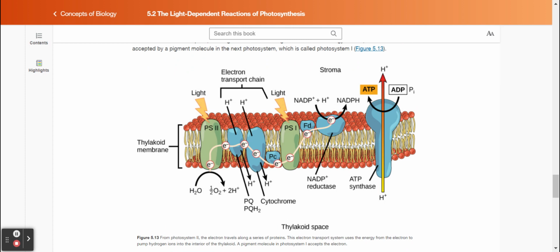Figure 5.13. From photosystem 2, the electron travels along a series of proteins. This electron transport system uses the energy from the electron to pump hydrogen ions into the interior of the thylakoid. A pigment molecule in photosystem 1 accepts the electron.